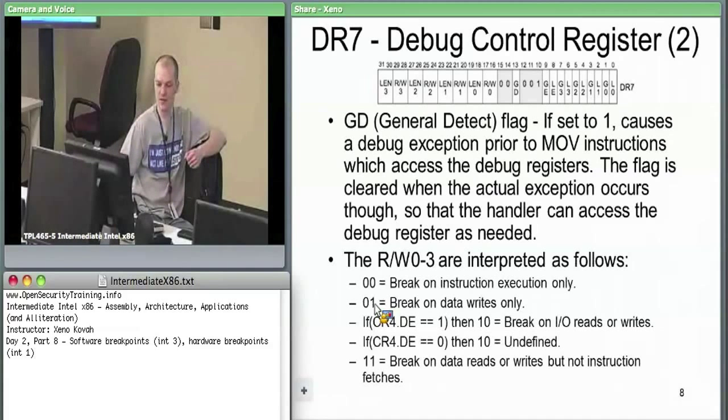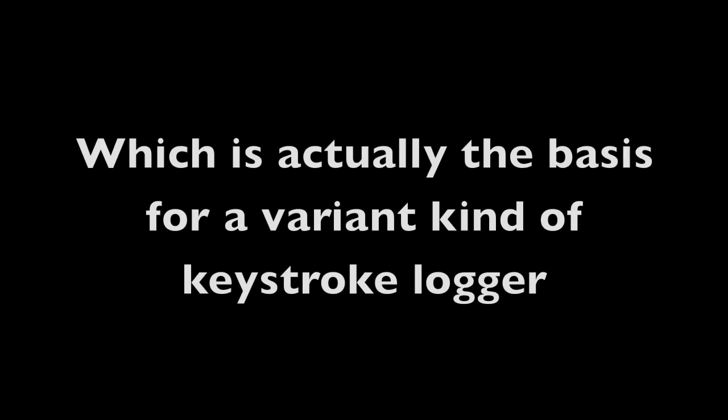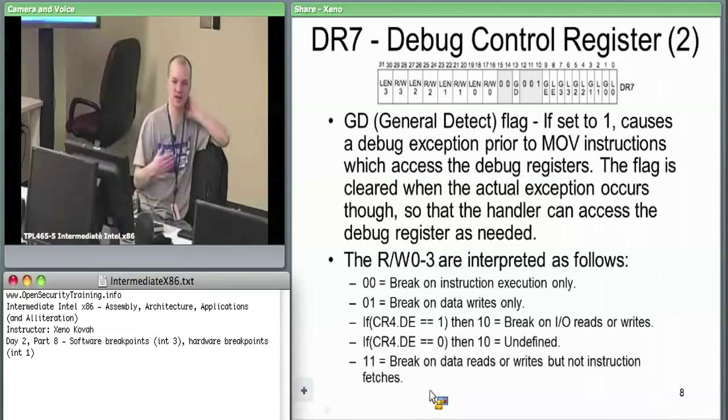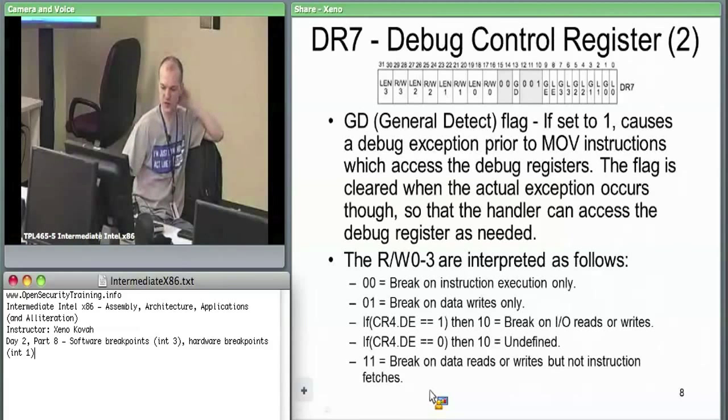Then this one is potentially undefined. The 10 case is maybe undefined, but in other cases, it's about input-output on port I/O. So you can actually say, if someone is trying to talk out to some peripheral via port I/O, I want to know about it. I want to intercept that. Finally, 11 is for breaks on reads or writes, but not execution.